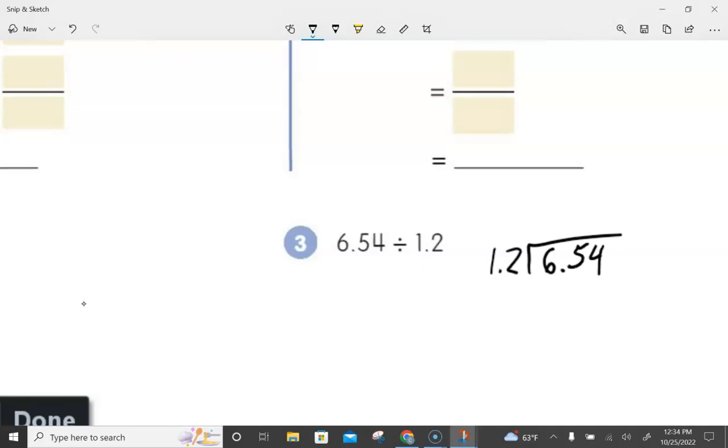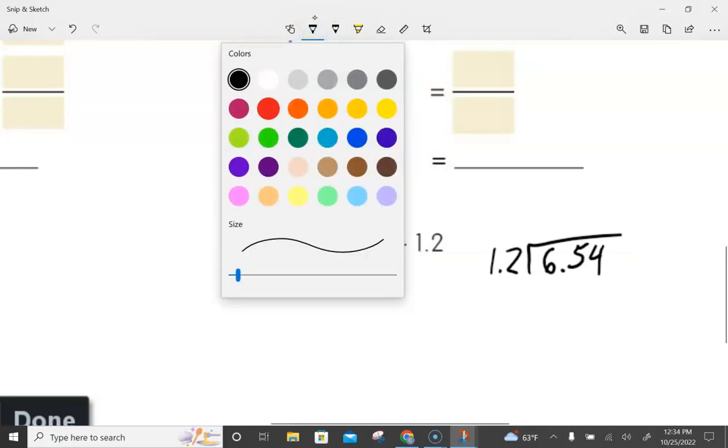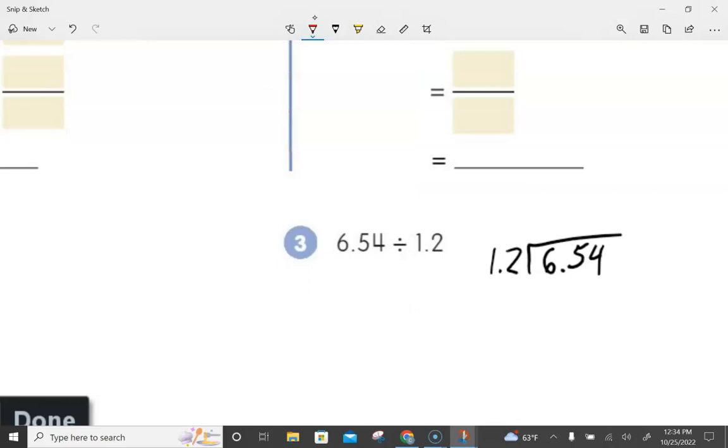All right, so now what we don't want to do is we can't just divide like this. What we need to do, we need to make that 1 and 2/10 into a whole number. So what do we need to do? We need to move the decimal 1 place to the right, making this number a 12 now. Whatever we do to one number, we must do to the other. So we got to move that decimal to the right there. So now we have 65 and 4/10. I'm going to move my decimal right up to the top here. So whenever you're dividing long division with a decimal, you just move that decimal right up to the top. So now we're dividing 65 and 4/10 divided by 12.